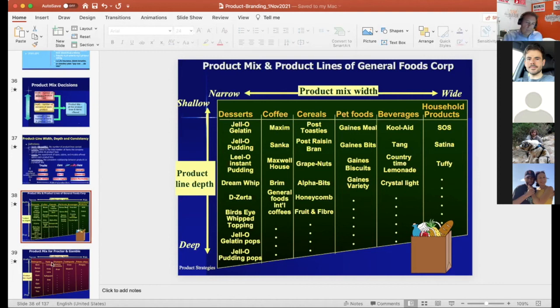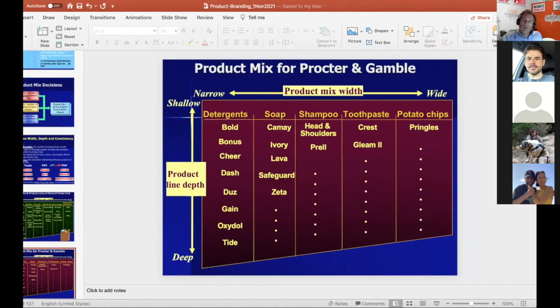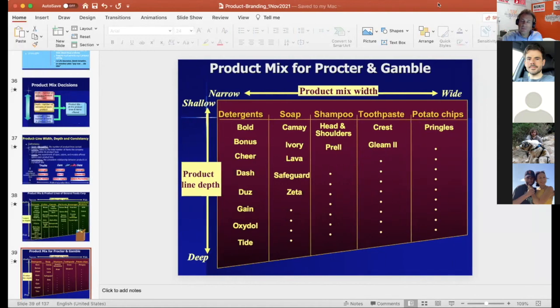Okay. So to move on, this is the same, but you know, Procter & Gamble, what's Procter & Gamble width? Five. And then what's the depth of the shampoo? Two. So there's two. So that's not too difficult to understand.